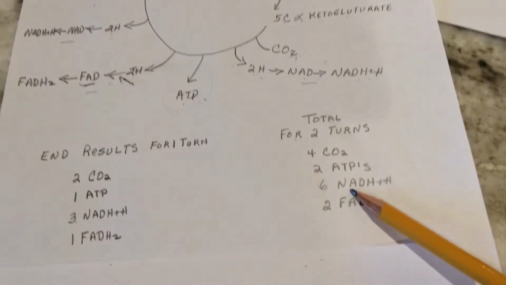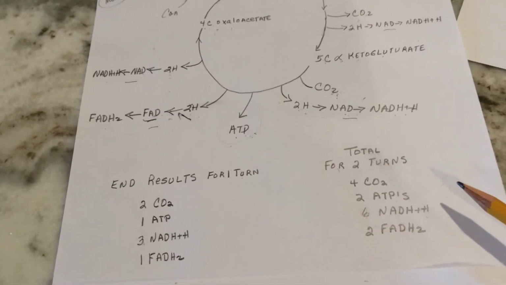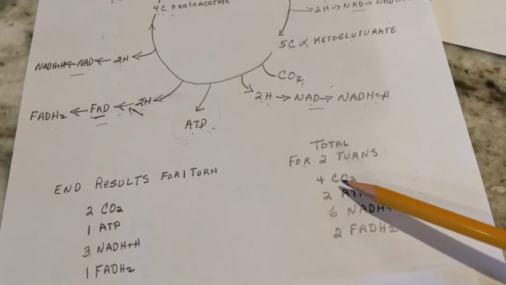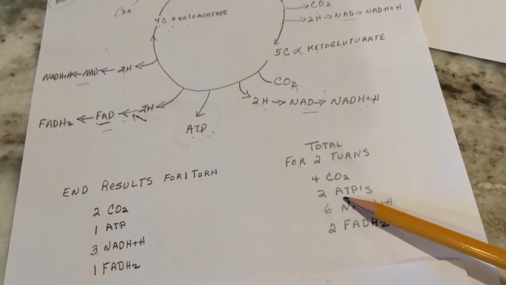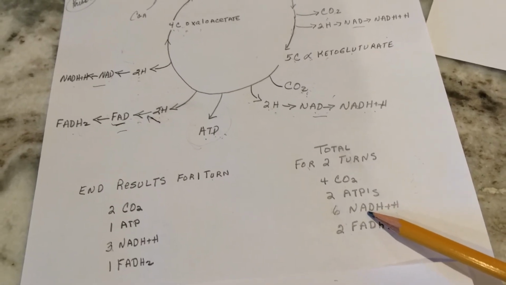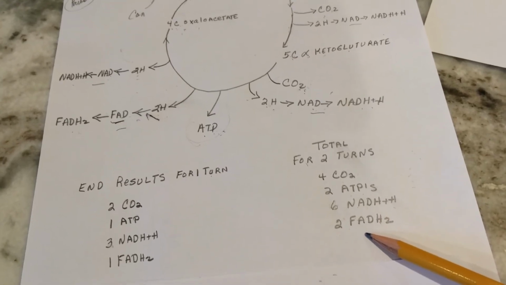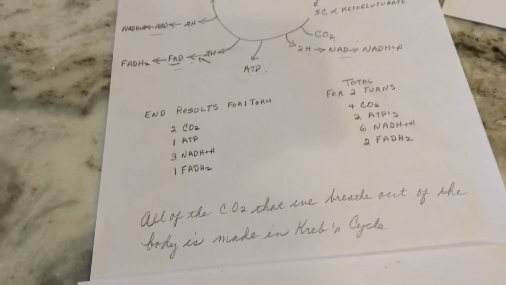So for the test, you need to know the total end results for Krebs cycle. That's 4 carbon dioxides, 2 ATPs, 6 NADH plus H buses, and 2 FADH2 buses. Now here's an interesting fact.